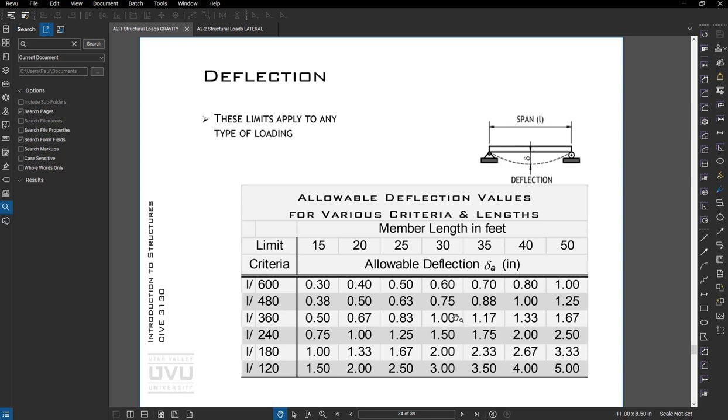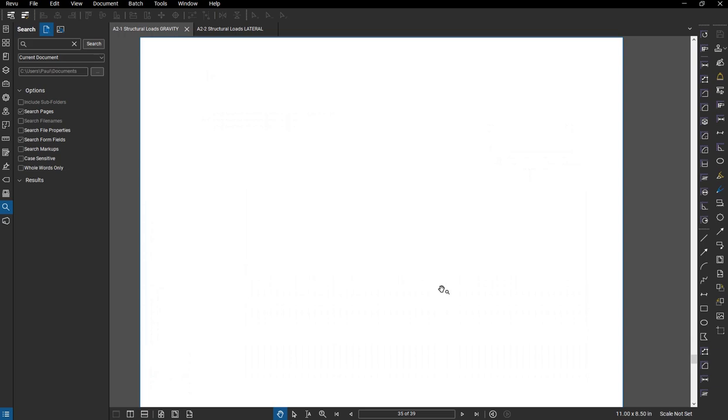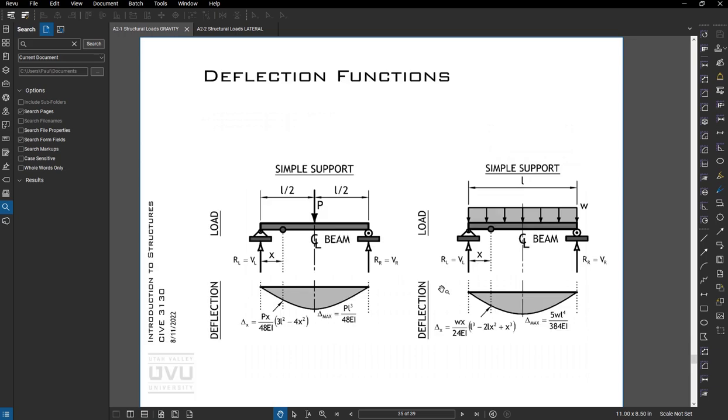For condos, I wouldn't use anything less than L over 480. And then when we're supporting glass and masonry, we use L over 600 quite a bit. All right, how do you calc deflection? Here's some resources. So this equation will give you the max, PL cubed over 48EI, for a point load. We'll talk more about that in class as we keep going.